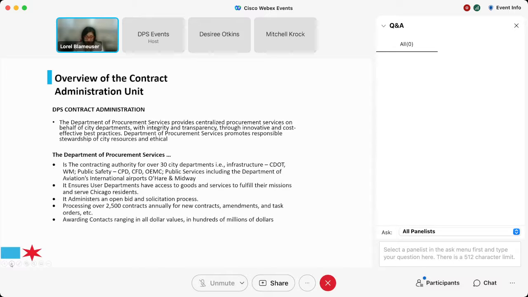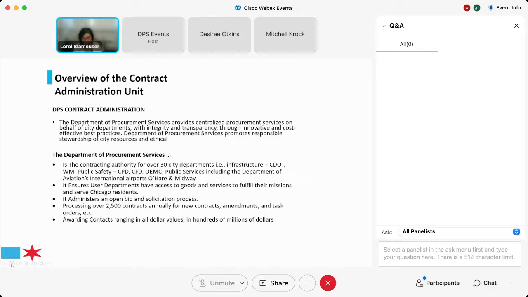Next one. The Department of Procurement Services provides centralized procurement services on behalf of the City of Chicago, as well as city departments, with integrity, transparency, and innovative and cost-effective best practices. The Department promotes responsible stewardship of city resources and ethical use of taxpayer dollars, encouraging participation from diverse and local businesses, and fosters broad competition through a fair and open process to obtain the highest quality of goods and services.